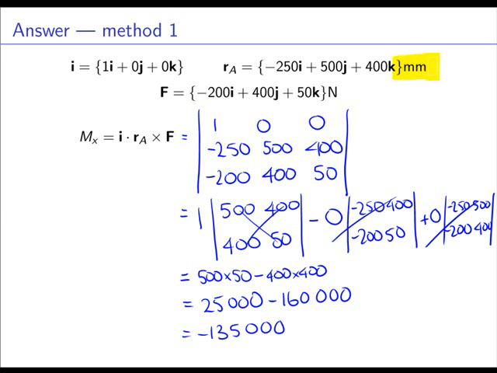RA has units millimetres, and F has units newtons. So the moment of F about the x-axis has units newton millimetres. The standard units are newton metres, and there are 1,000 millimetres in a metre, so Mx equals minus 135 newton metres.